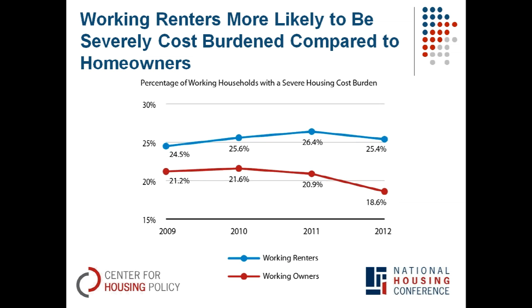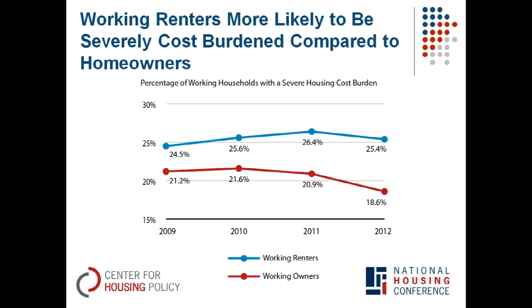Now, right off the bat, you can see that working renters are more likely to be severely cost burdened than working owners in all of the years that we looked at since the end of the Great Recession. The other thing that you'll see when you're looking at working renters is that these housing affordability problems really peaked in 2011 with 26.4% of working renters with severe housing cost burdens. And then you see this number reduce slightly between 2011 and 2012. So again, moving in the right direction, a slight improvement.